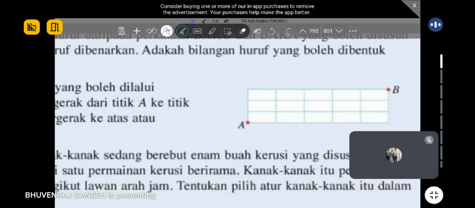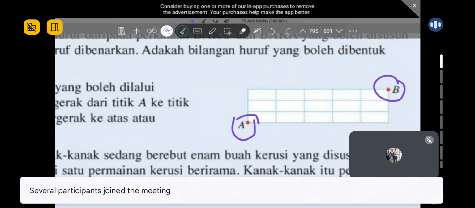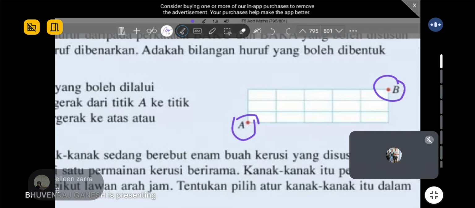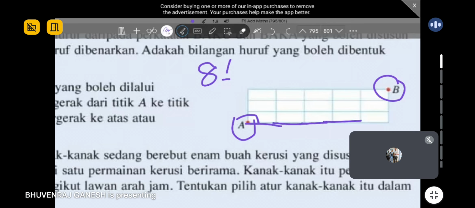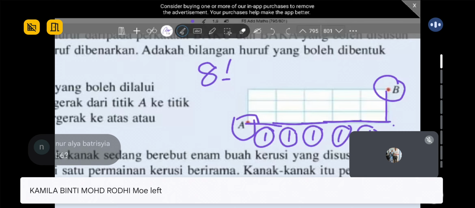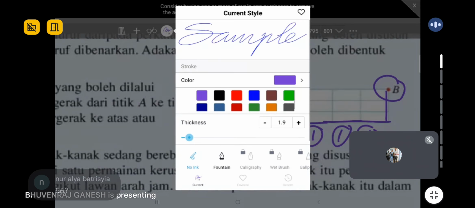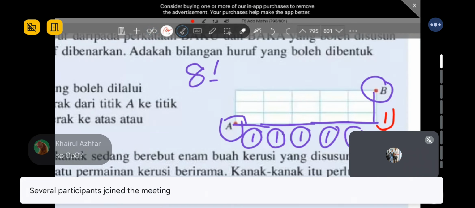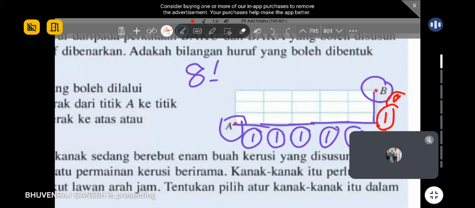So how many boxes, guys, do we cross from A until B? How many boxes are we crossing actually? Can anyone tell me? Yes, that is the missing information. Okay, 8. So that means we must do 8 factorial. Okay, because we can move like this. We move like this. So 1, 2, 3, 4, 5. 5 to the right, and also going up you have 3. 1, 2, 3.